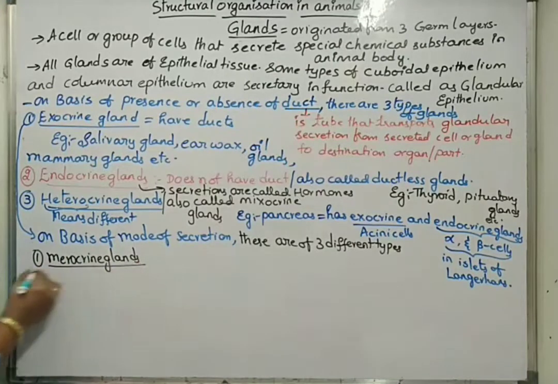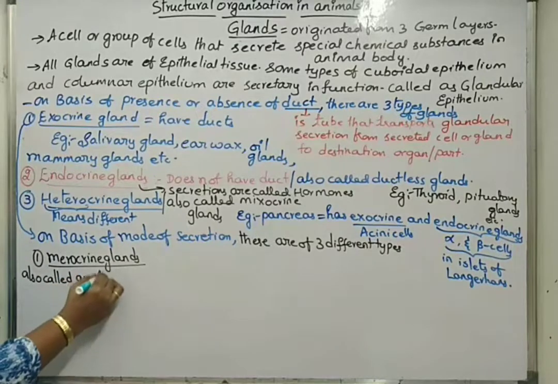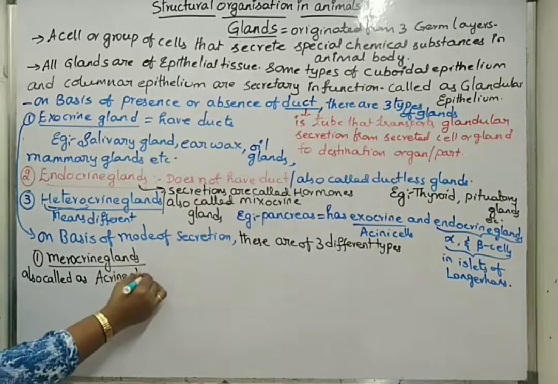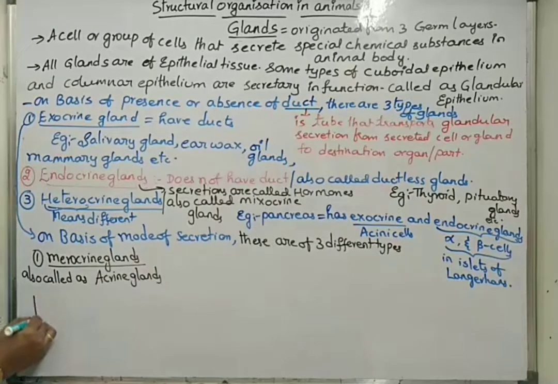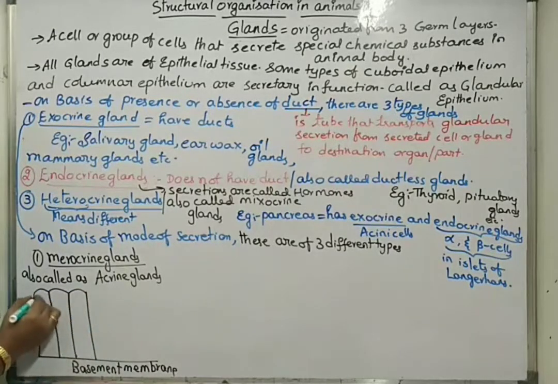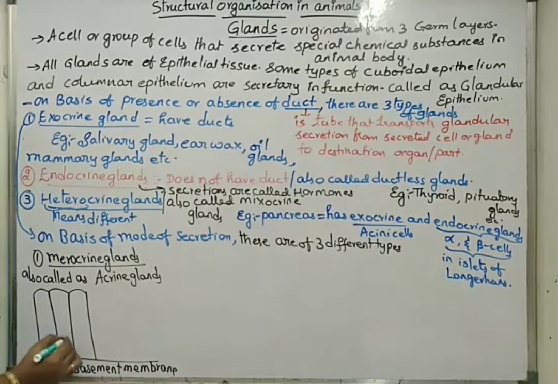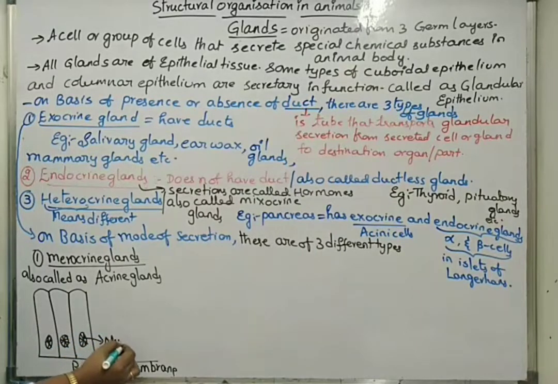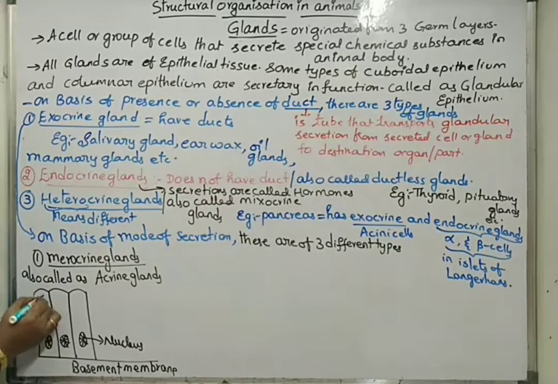These are also called exocrine glands. Coming to the diagrammatic representation, here is the basement membrane. The cells are present here like this. Here will be the nucleus. Here will be the secretions.